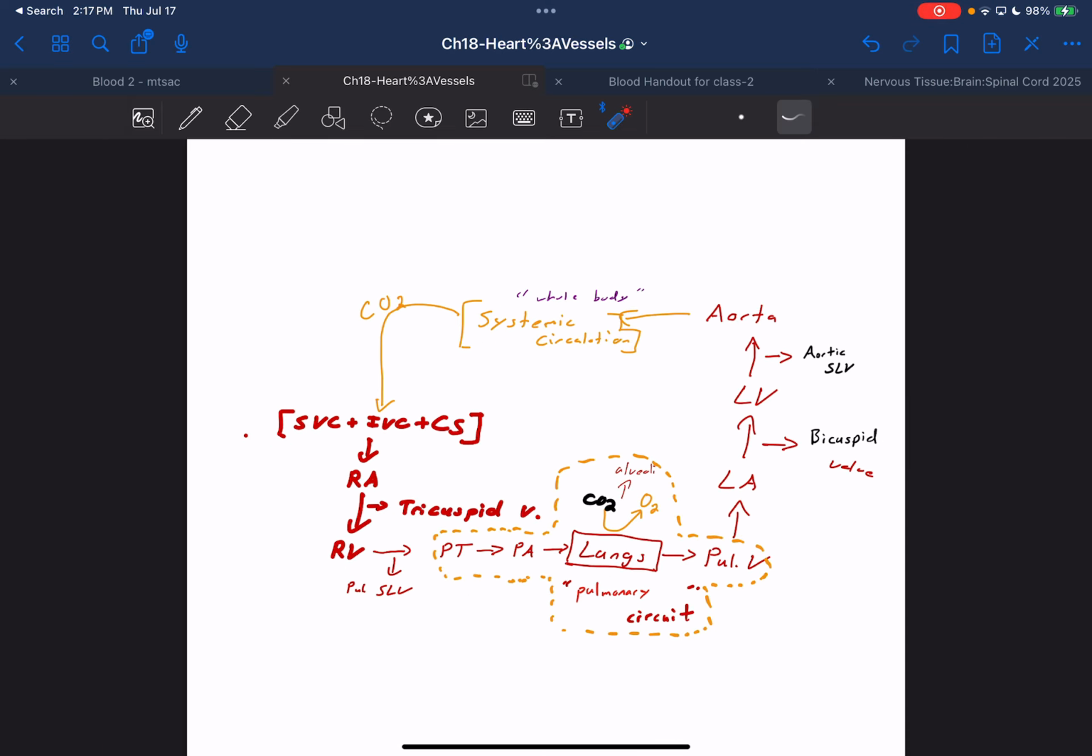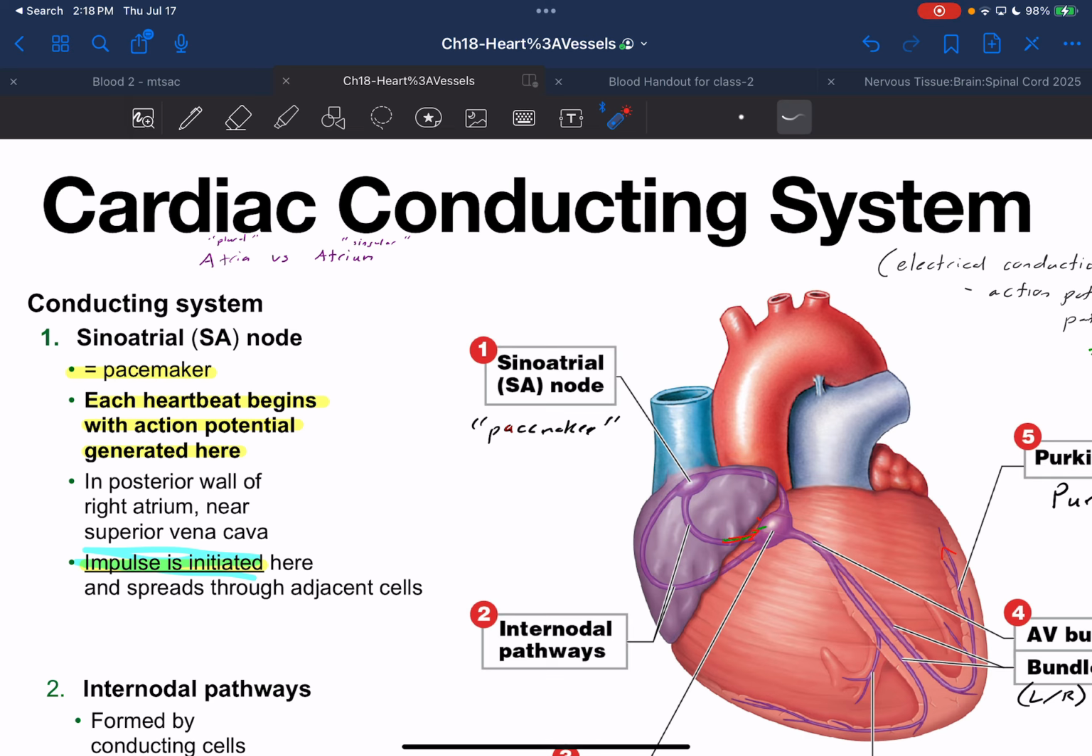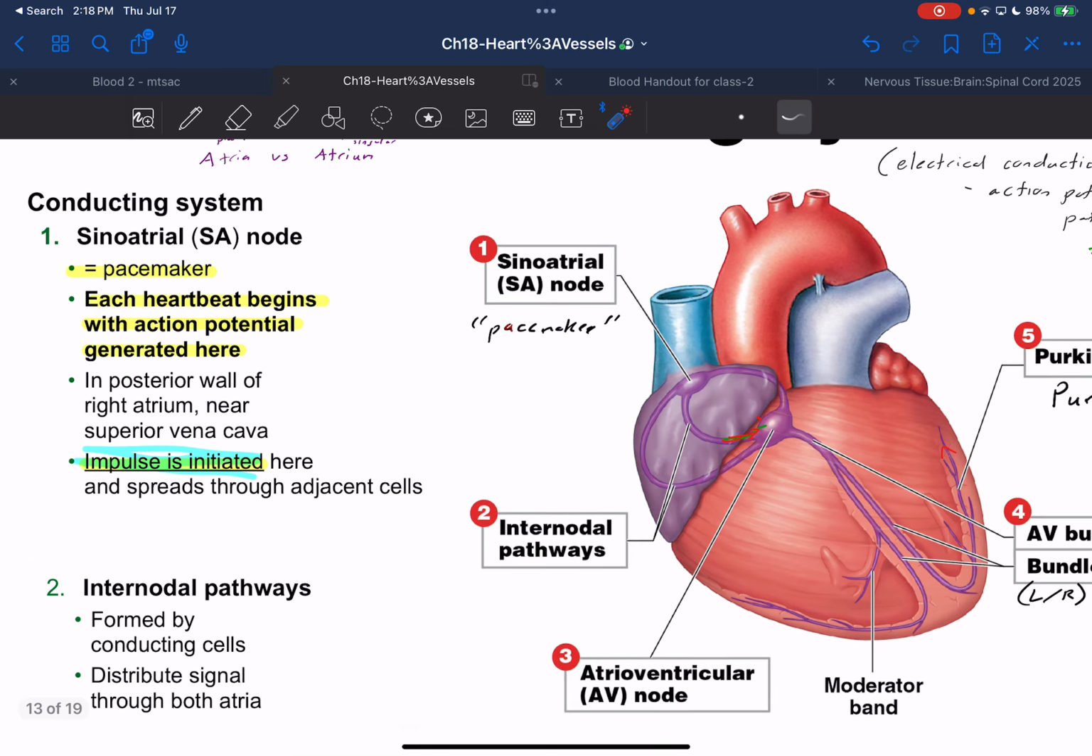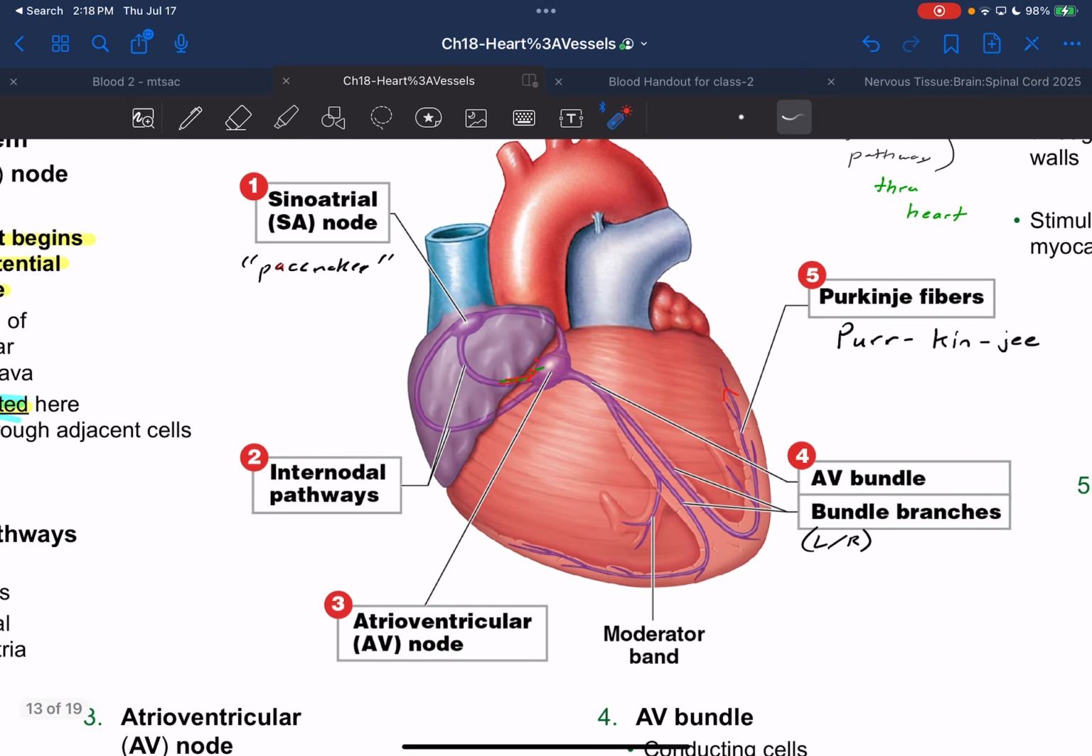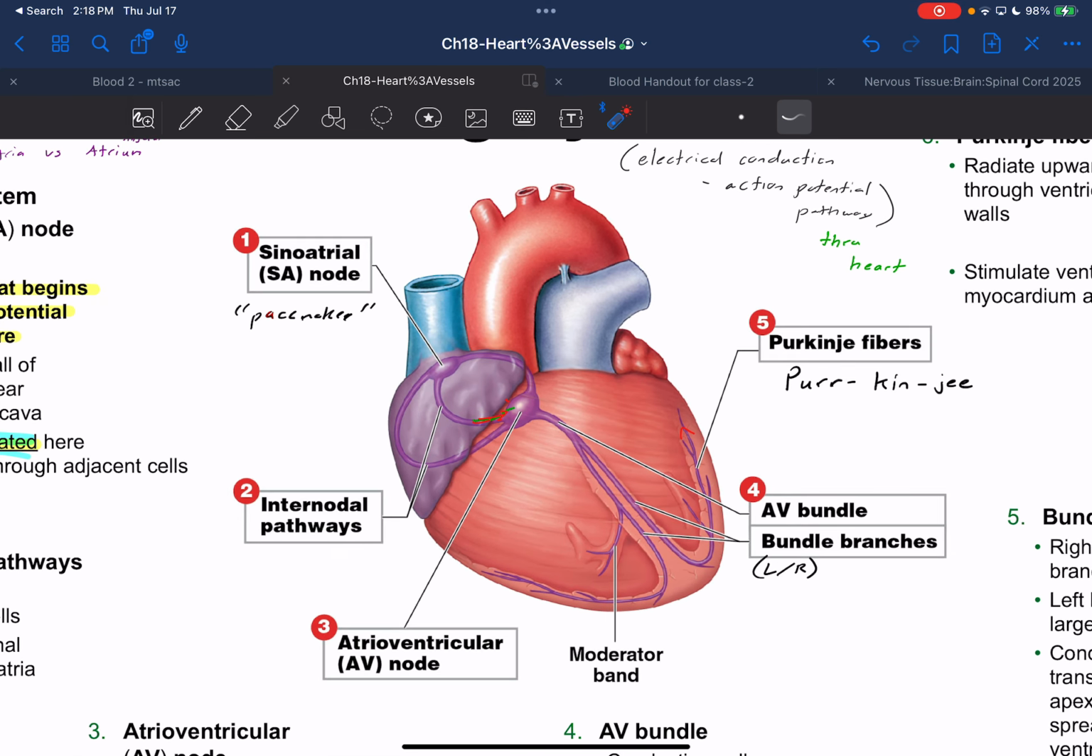And lastly, this is all possible through the conduction system. And so this is how the nerve action potentials arrive to the cardiac muscle. And so these are essentially nerve fibers that trigger or have neuromuscular junctions with the cardiac muscle. And so this is where the nerves travel through to activate those cardiac muscle cells.